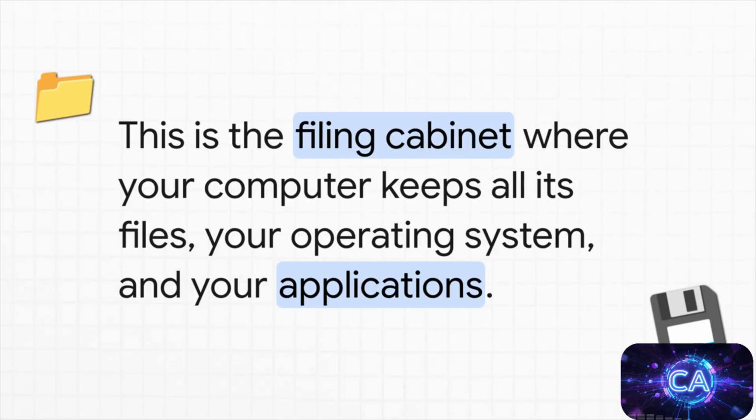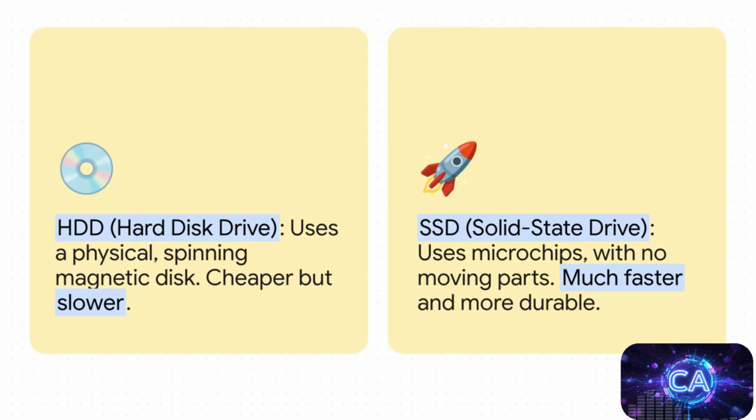So let's talk more about that filing cabinet, the permanent home for your operating system, all your programs, your photos, your documents. Today, this long-term storage pretty much comes in two main flavors. On one side, you've got the hard disk drive, or HDD. This is kind of the old school tech.